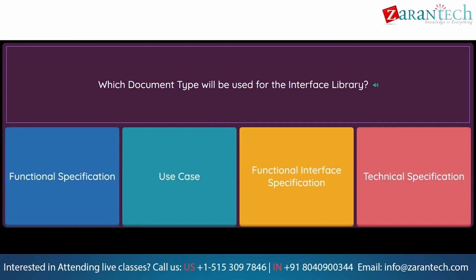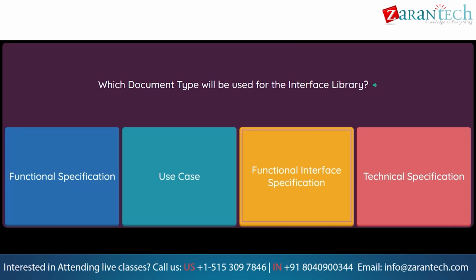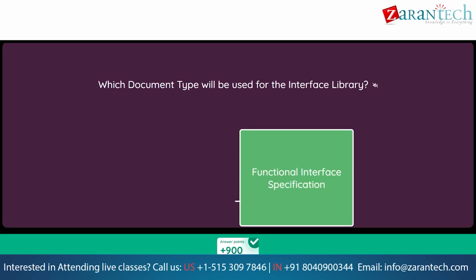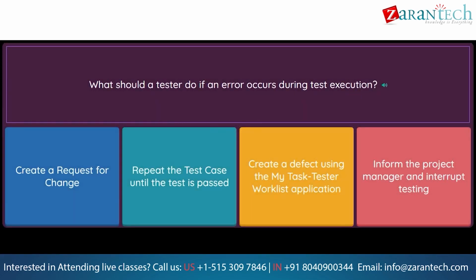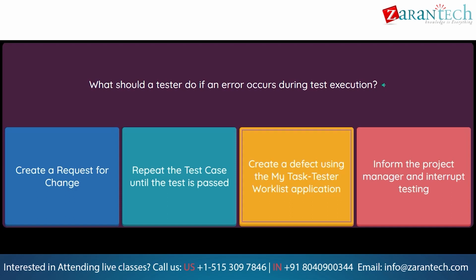Question: which document type will be used for the interface library? Option 1, Functional Specification. Option 2, Use Case. Option 3, Functional Interface Specification. Option 4, Technical Specification. Question: what should a tester do if an error occurs during test execution? Option 1, Create a request for change. Option 2, Repeat the test case until the test is passed. Option 3, Create a defect using the MyTaskTester worklist application. Option 4, Inform the project manager and interrupt testing.